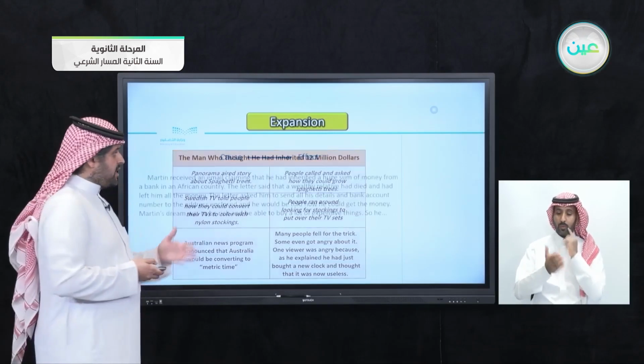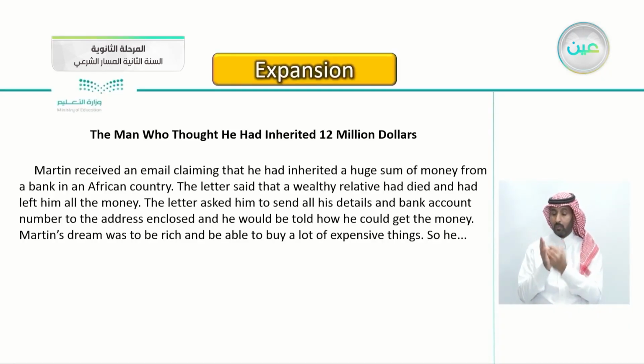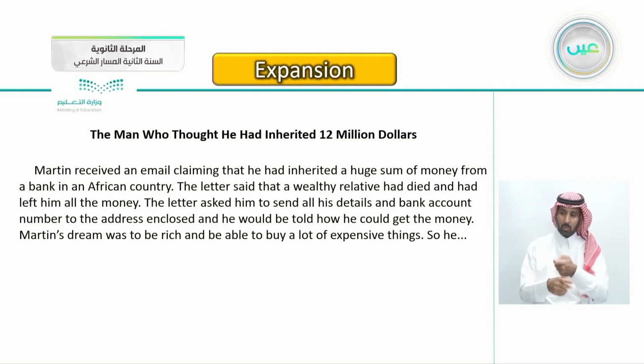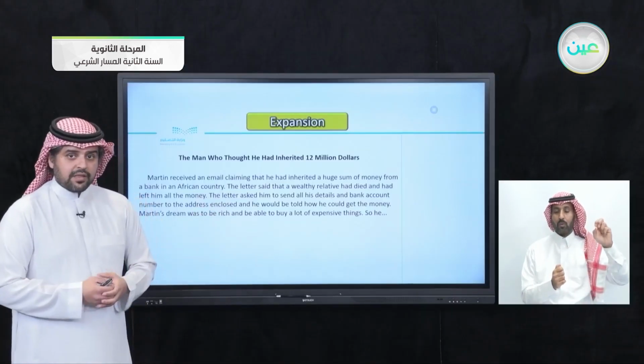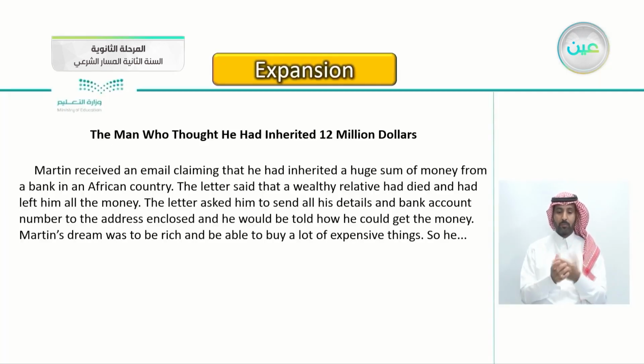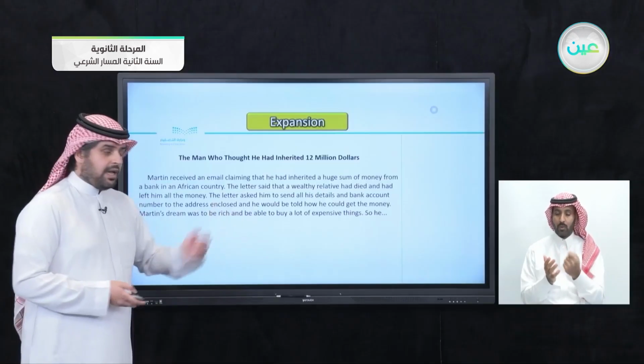For example, here, this is an article: the man who thought he had inherited $12 million. Martin received an email claiming that he had inherited a huge sum of money from a bank in an African country. The letter said that a wealthy relative had died and had left him all the money. The letter asked him to send all his details and bank account number to the address enclosed and he would be told how he could get the money. Martin's dream was to be rich and be able to buy a lot of expensive things. So he, of course, this is a prank from an African bank. This is very obvious. So he, and then you can continue by yourself. This is just an idea.